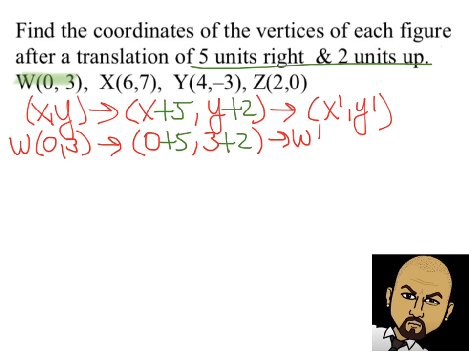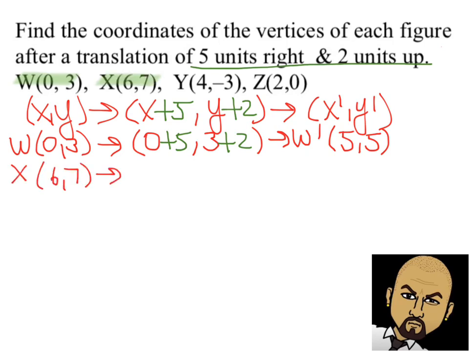And so basically you just simplify. Our X coordinate is 0 plus 5, and that's going to give us 5. Our new Y coordinate is going to be 3 plus 2, and that's 5. And so W prime is the ordered pair 5, 5. Then we go on to the next one.